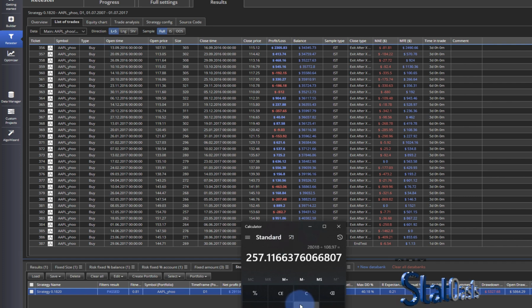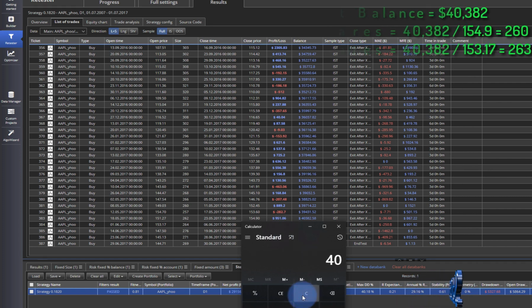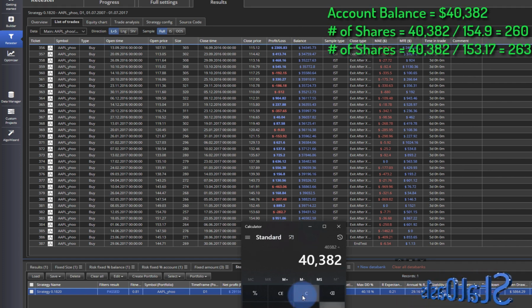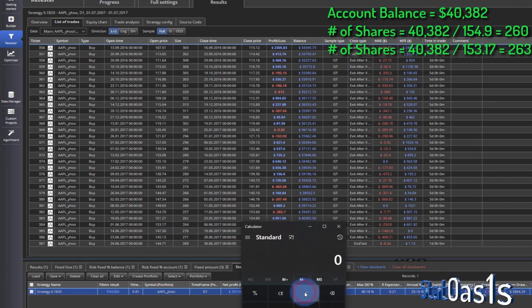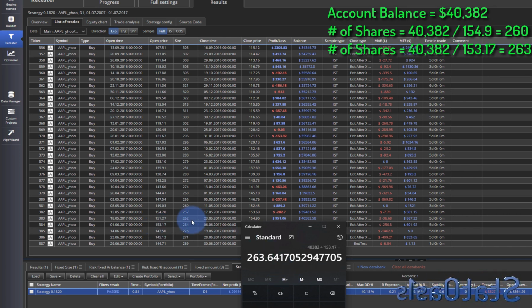Uh, 40,000. So 40,382 divided by the close, 154.9. We get 260 shares. Here's 264. And if we divided 40,382 by the open, which is 153.17, we get 263 shares. So again, close.